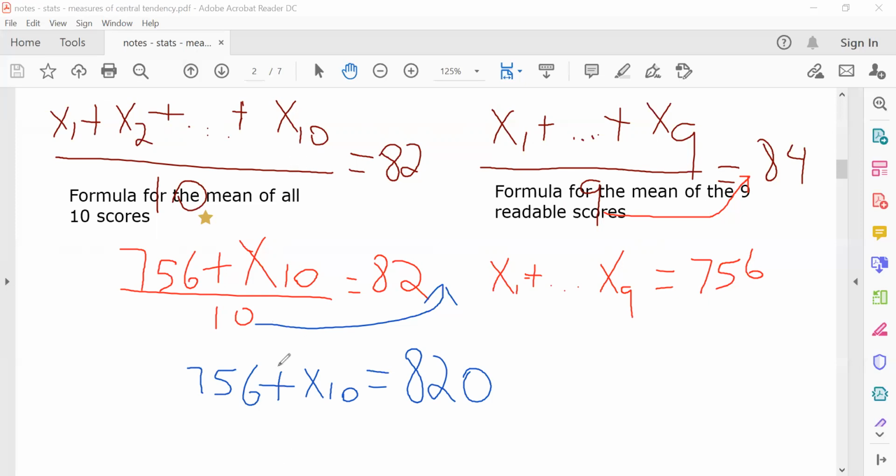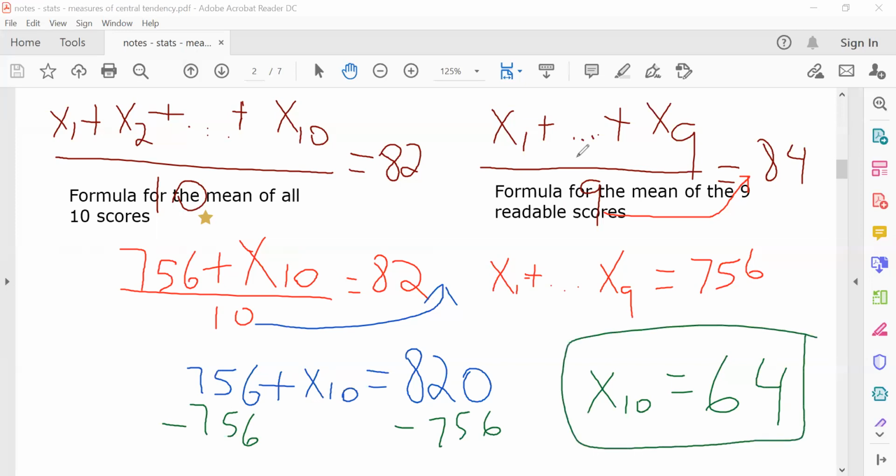So I multiplied the 10 over. I'm now down to this part of the formula. So 756 plus that missing 10th score. This is not the number 10 as in we're going to actually bring it in. It's just saying it's the 10th X value. Now I subtract 756 from both sides. You'll end up with that 10th exam score being 820 minus 756. 820 minus 760 would be 60. Add 4 back. So that last person got a 64 on the exam, the one that we lost a score for.